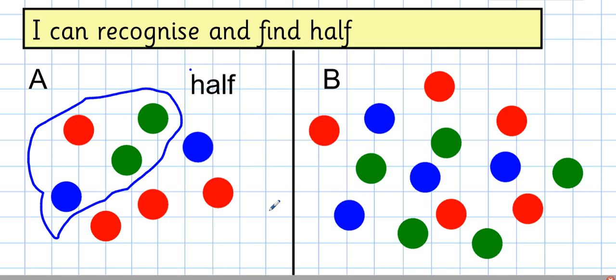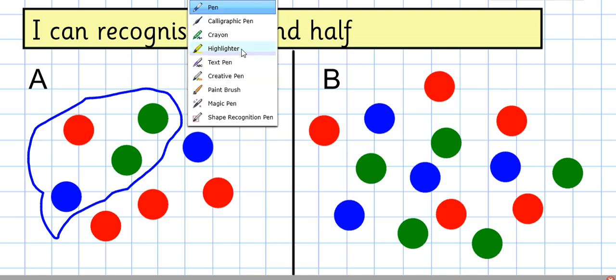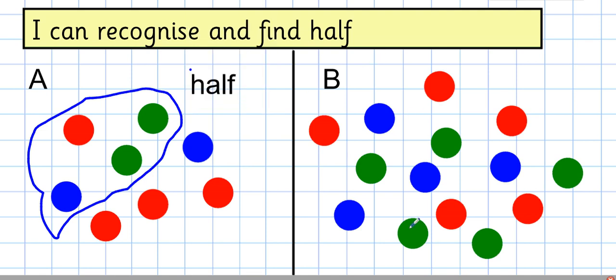Let's look at B now, a little bit more tricky. Pause the video if you need to. Split B into 2 equal groups. Find half of B. Now I might have to try a couple of attempts with B, if I get my magic pen out. I can see, if I try it here, let's have a look. These 2 equal parts, 1, 2, 3, 4, 5, 1, 2, 3, 4, 5, 6, 7. No, they're not 2 equal parts.